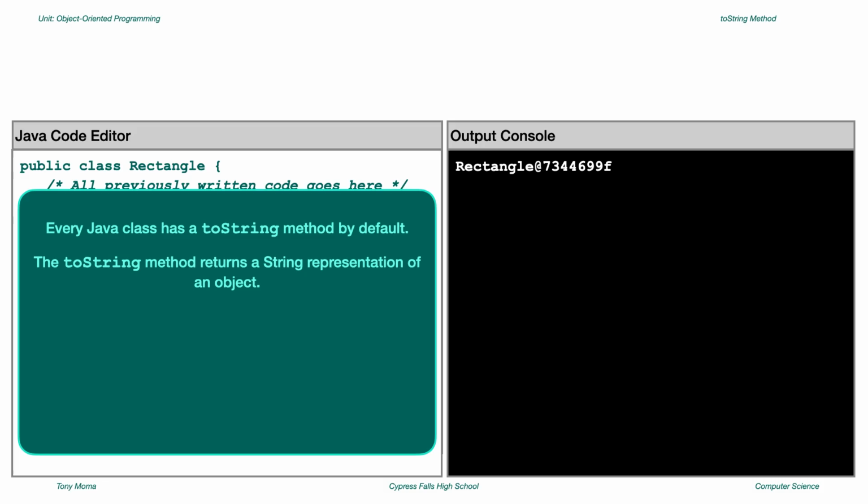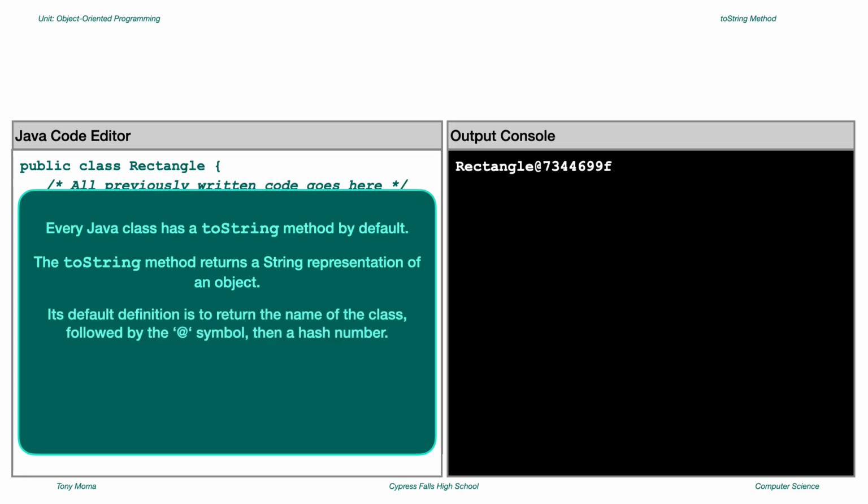Anytime you use System.out.print or System.out.println, behind the scenes, those methods are going to invoke the toString method of the object you're printing. The default definition is to return the name of the class, followed by the @ symbol, then a hash number. The problem with this is that this information is rarely useful to us. As programmers, we're usually more concerned with the instance variables. Not only that, we usually want to see our output formatted a certain way, so that it'll be easier for programmers to read and comprehend. Unfortunately, the default definition doesn't provide any of this for us.